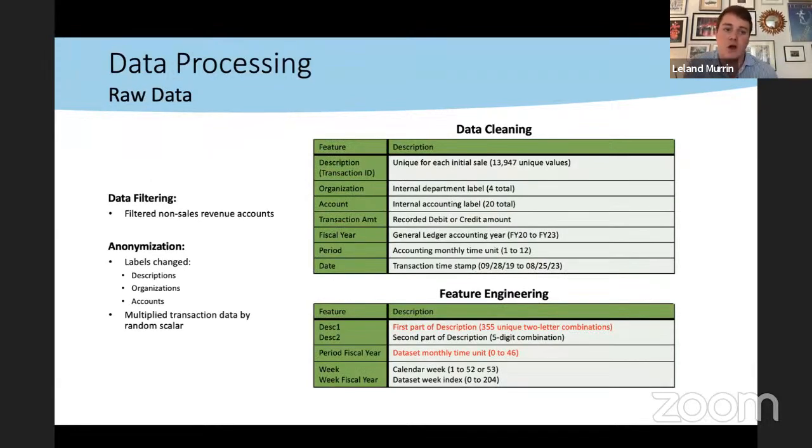So getting into some of the raw data that was provided, here's a summary of all the features. There's a transaction ID, organization, account, transaction amount, a typical internal accounting department breakdown of a general ledger. The main interesting thing that we needed to look at was sales accounts. So some data was filtered out. We completely filtered out all non-sales revenue accounts. Like I was mentioning, anonymization was taking place, so I changed all of the descriptions and labels. I changed all of the organization labels and accounts using keys.